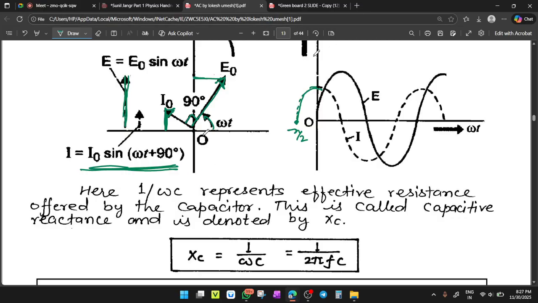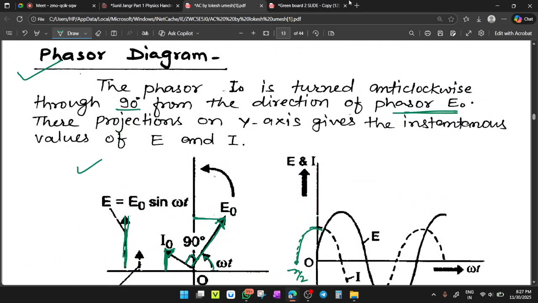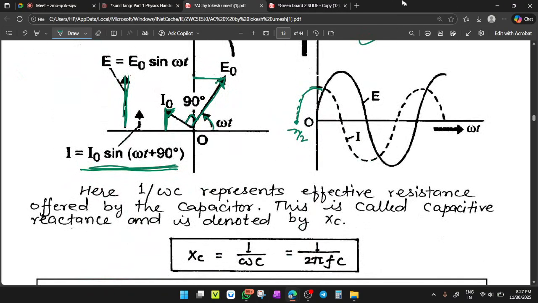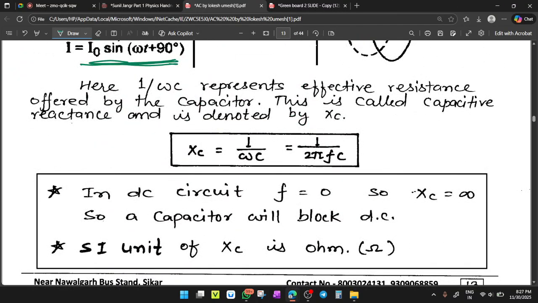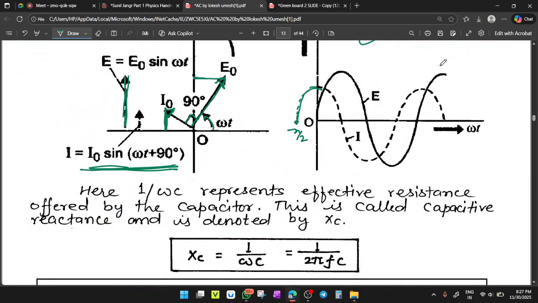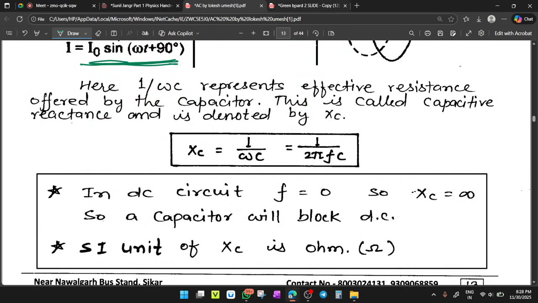So this becomes the phase diagram, and this becomes the wave diagram for both the voltage and current phases. Now, we have talked about 1 upon omega C, that is capacitive reactance, XC equals 1 upon omega C. The unit of 1 upon omega C is ohm.